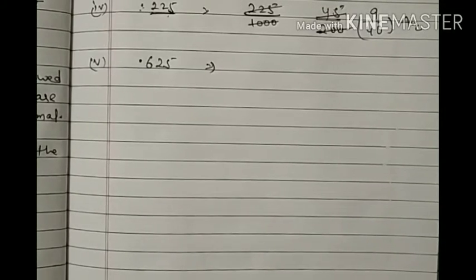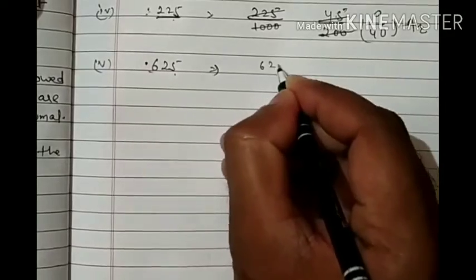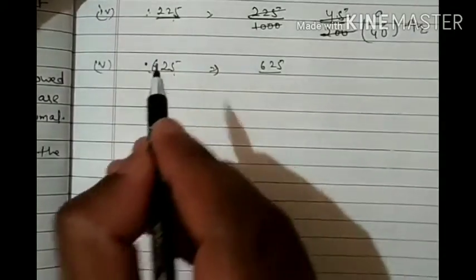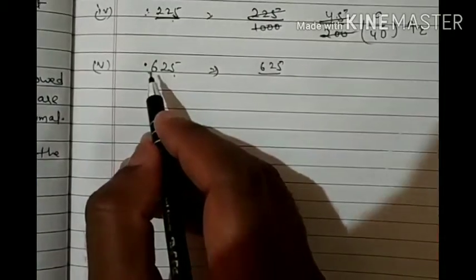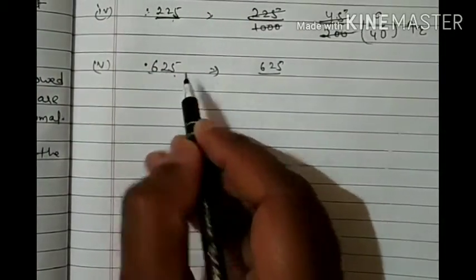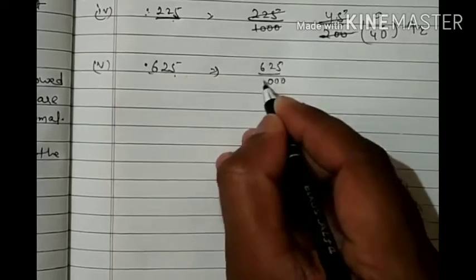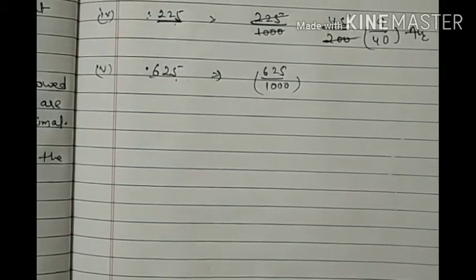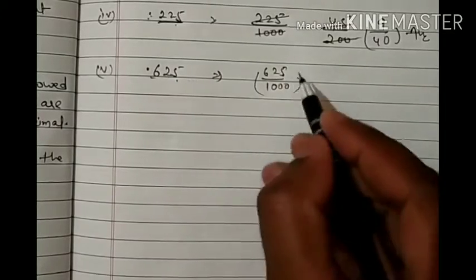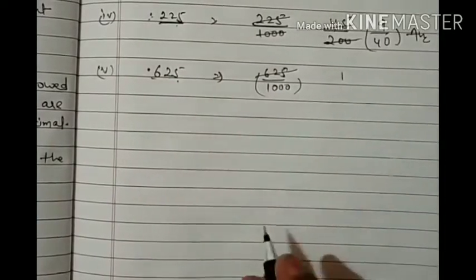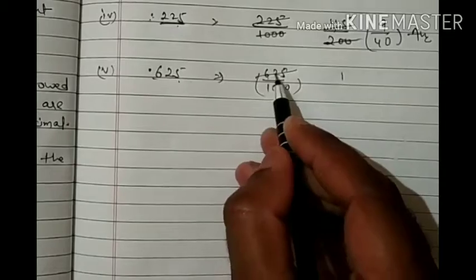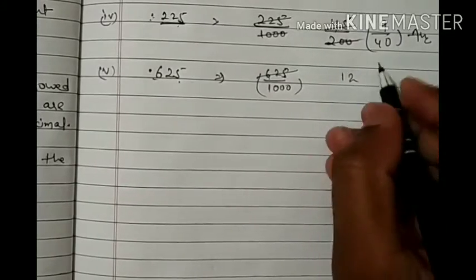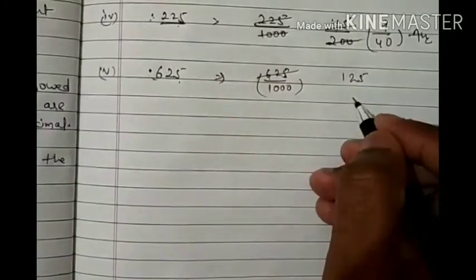I hope you all have solved it. Let's see. 0.625 can be written as 625 divided by ones, tens, hundred, thousand. Or simply, we have 3 digits on the right side of the decimal, so we will write 1 followed by three zeros: 625 divided by 1000. Now we can divide it using 5. 5 ones are 5, remainder 1 to 12. 5 twos are 10 and 5 fives are 25.